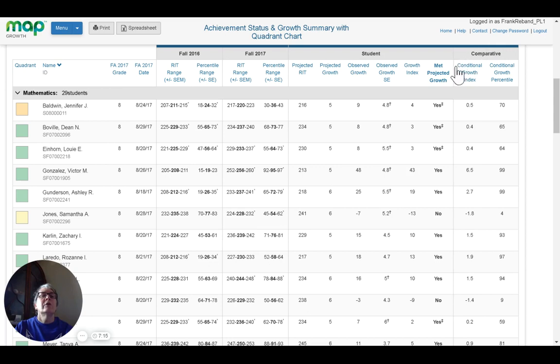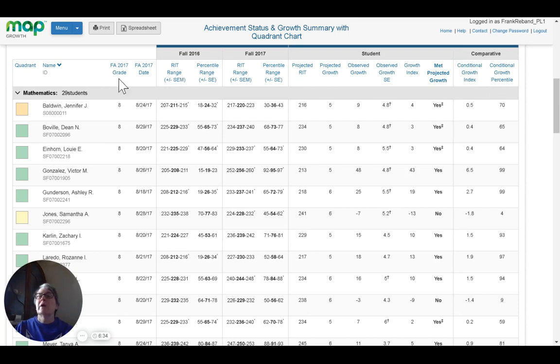And then there are some comparative features over here we're not going to look at, but the conditional growth index and the conditional growth percentile will allow you to compare student to student growth, even though they don't have exactly the same scores going in, or students' growth in class. Because as you'll notice in some of the other reports, the higher the RIT range, the lower the growth that is often expected to occur, because growth tends to slow. So the conditional growth index and percentiles will allow us to compare those, even though they're not at the same level to start out with.